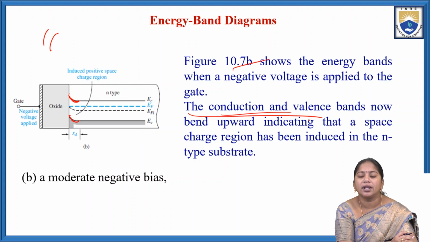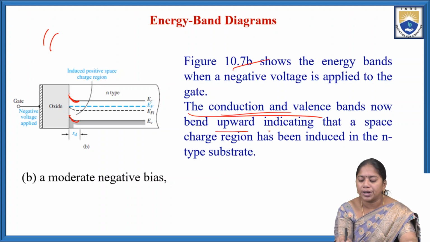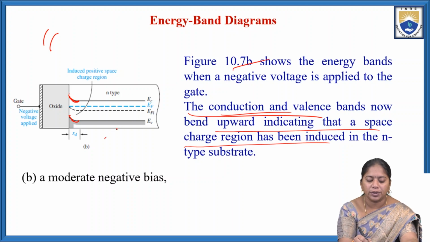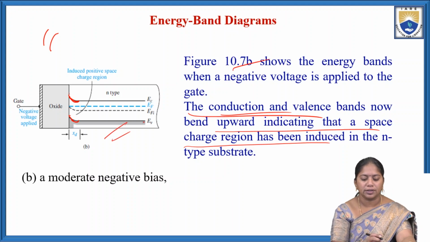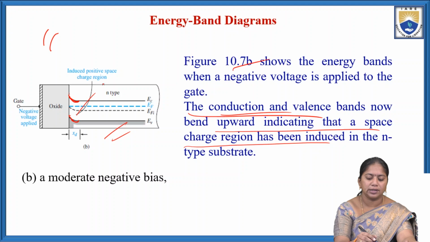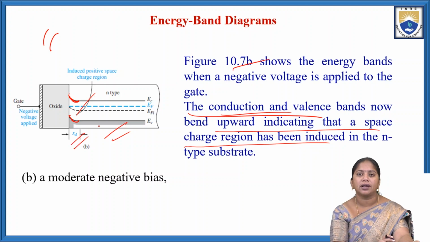The conduction band and valence band are now bent, indicating that a space charge region has been induced in the n-type region. This is the induced space charge region. Here xd is the width of the space charge region.